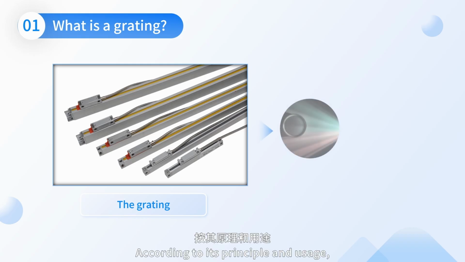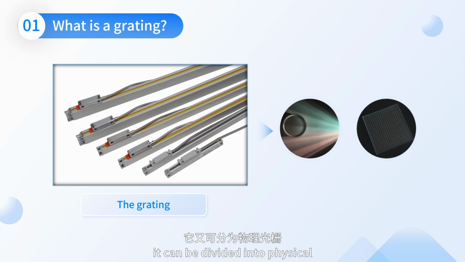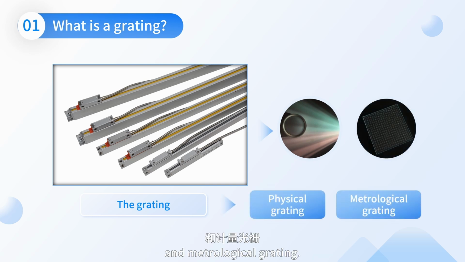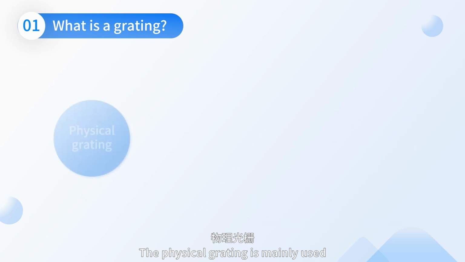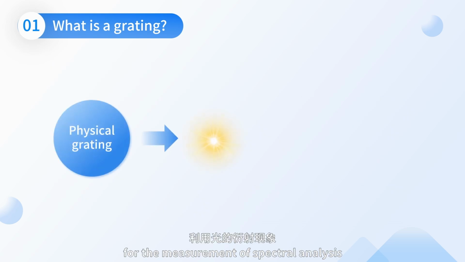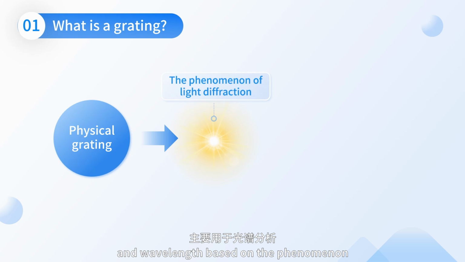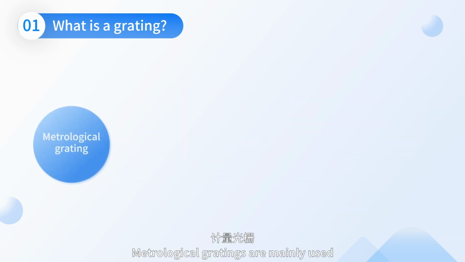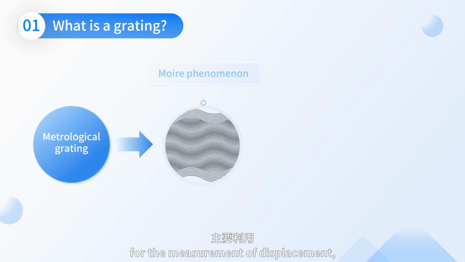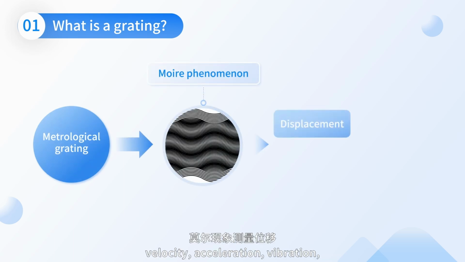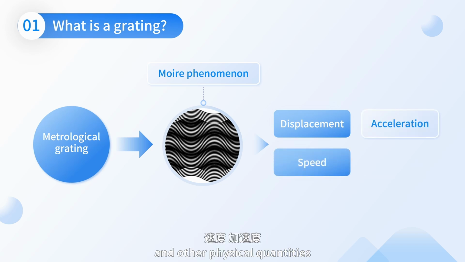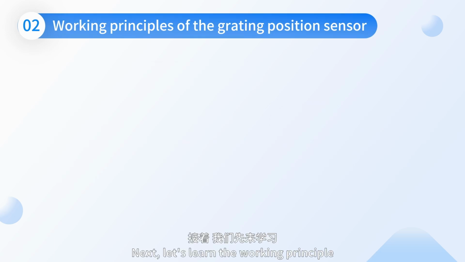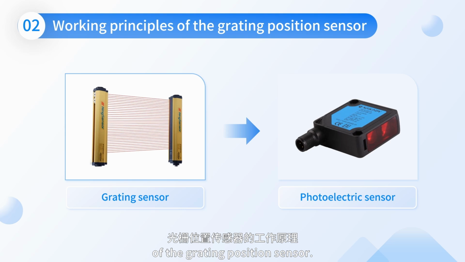According to its principle and usage, it can be divided into physical grating and metrological grating. The physical grating is mainly used for the measurement of spectral analysis and wavelength based on the phenomenon of light diffraction. Metrological grating is mainly used for the measurement of displacement, velocity, acceleration, vibration, and other physical quantities through the Moire phenomenon.